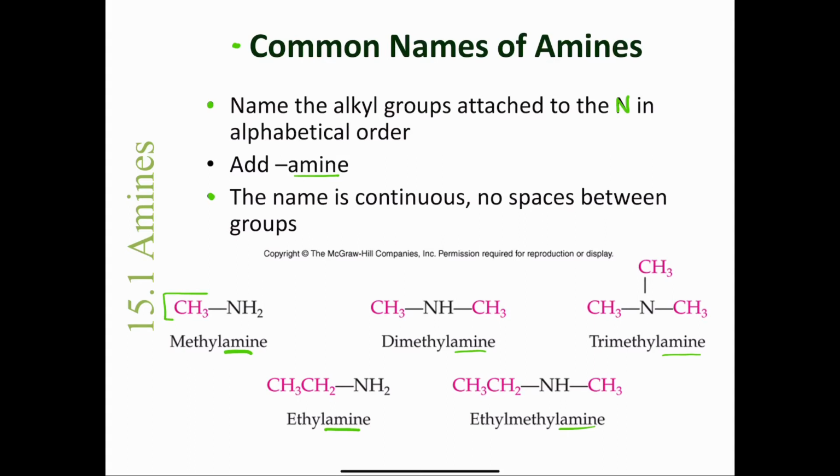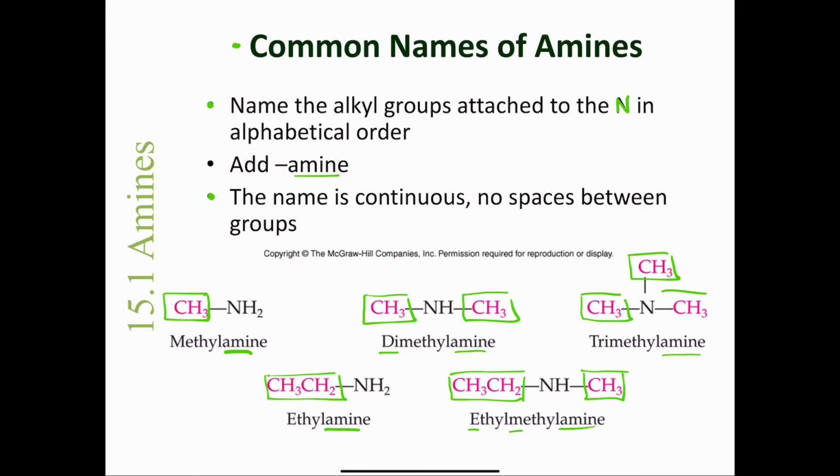So this one has a methyl group, so we call that methylamine. This one has an ethyl group, so we call it ethylamine. We have 2 methyl groups over here, so we have to prefix that with di meaning 2. If we have 2 alkyl groups that are different, we have an ethyl and a methyl, we list them in alphabetical order, so E comes before M, so this compound would be ethylmethylamine. And if you have 3 methyl groups like this, we have to use the prefix tri meaning 3, and this is trimethylamine.